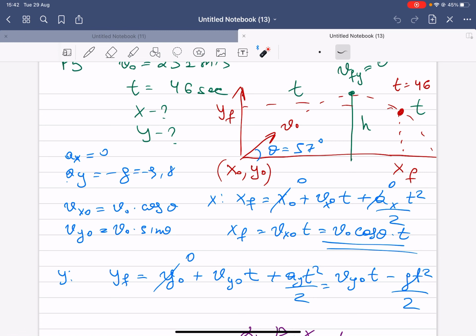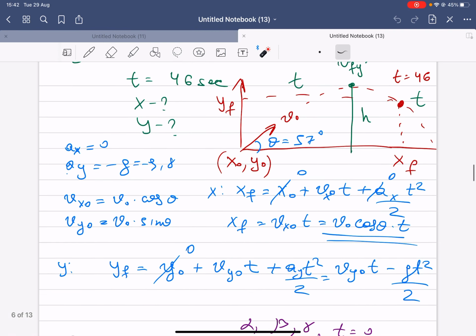Okay, so to do that, first of all you have to resolve this initial velocity into two components. One will be your vx initial and then the vy initial component. That is defined by the formula: vx initial is equal to v initial times cosine theta, and vy initial is equal to v initial times sine theta. So you have to calculate that.